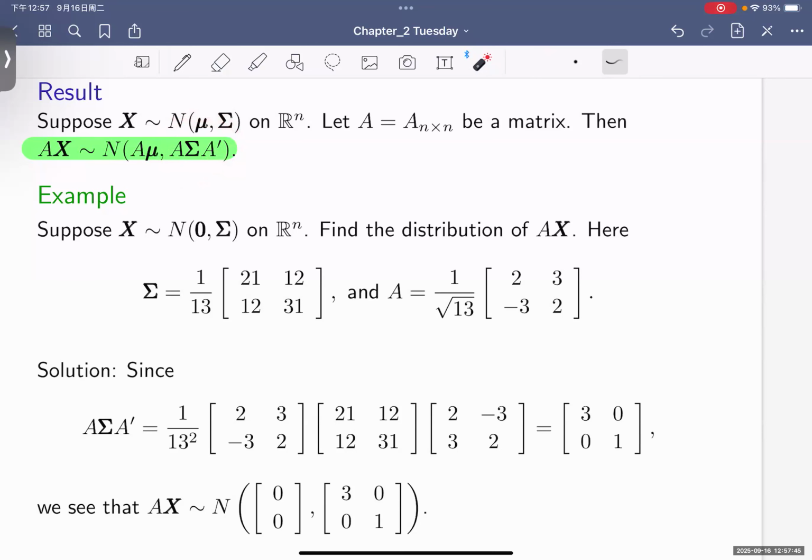Since x has an expectation mu, Ax of course has the expectation A times mu. That is easier to understand, but the variance is a little bit different. It is A times sigma times A transpose.